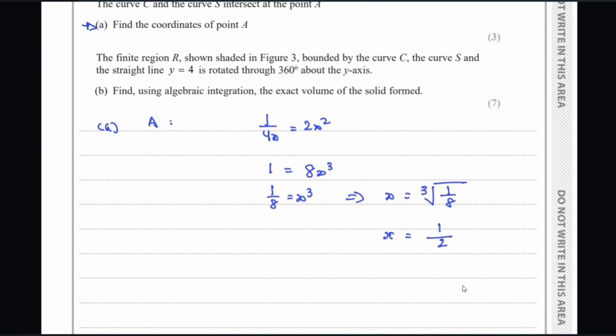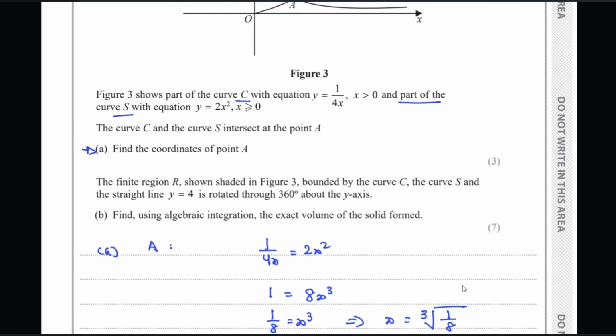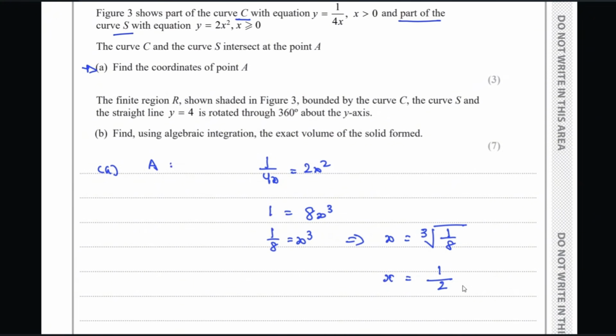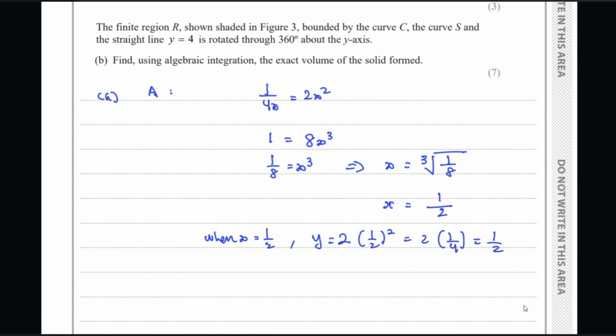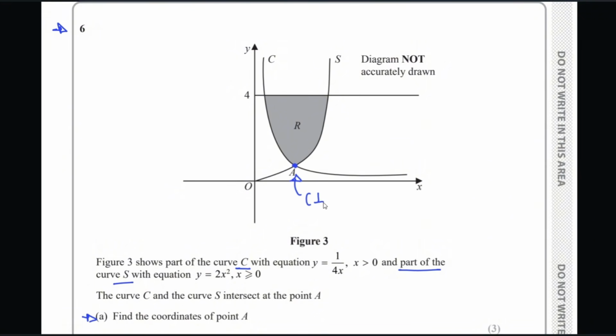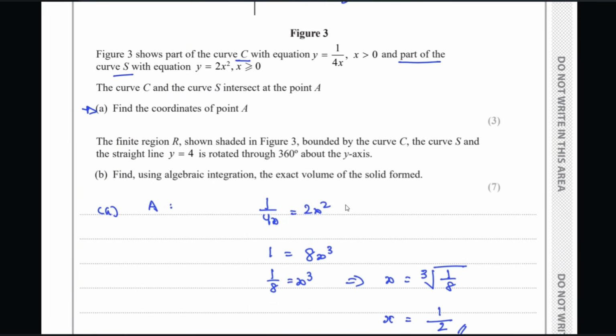We also need to find the y coordinate. So we can use the curve S equation. That's easier. So when x equals half, using curve S, y is equal to 2 times half squared, which is 2 times 1 over 4, which is equal to 2 over 4, and that is half as well. So y is also equal to half. That means point A is equal to half comma half. So this point is half comma half. So that is question A.